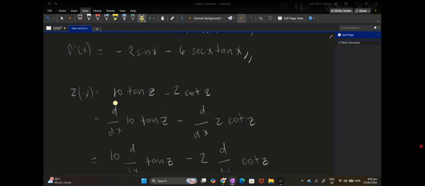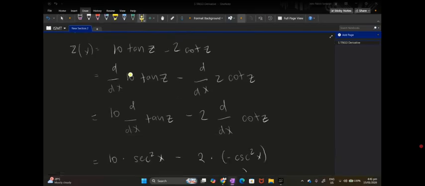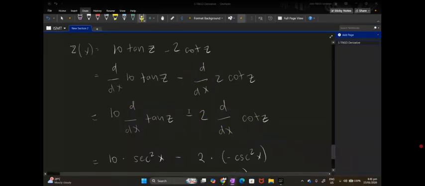Z of x natin is 10 tangent z minus 2 cotangent of z. Okay? So, we will get the derivative again. So, the derivative of 10 tangent of z minus the derivative of 2 cotangent of z. Then, again, pwede natin ilabas yung constant. So, magiging 10 multiplied by the derivative of tangent of z minus, labas ulit natin si constant, 2 multiplied by the derivative of cotangent of z.